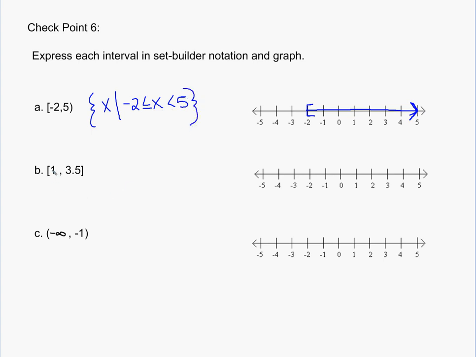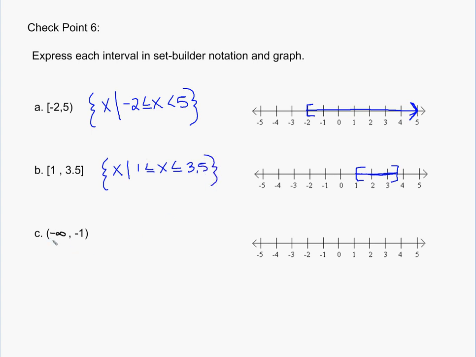B, I have x is going to be equal to 1. It's also going to be equal to 3.5 and all points in between. So square brackets to show that it's equal to. 3.5 is here, and x will be equal to all numbers in between. So the subset of x is x is going to be greater than and equal to 1 and less than and equal to 3.5.